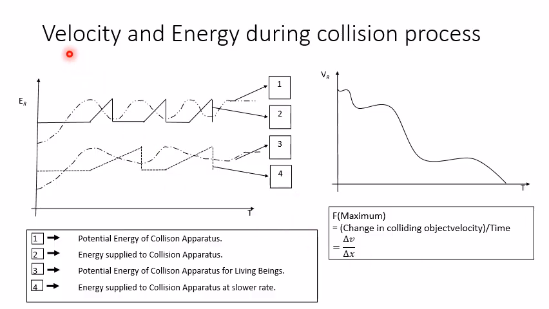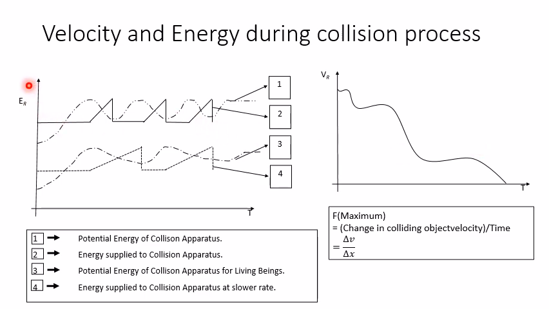So this is the velocity and energy during collision process. This is the velocity, relative velocity, and this is time. Relative velocity goes down with time as the colliding object loses its velocity and comes to a lower velocity, or it comes to a stop with respect to the moving object.